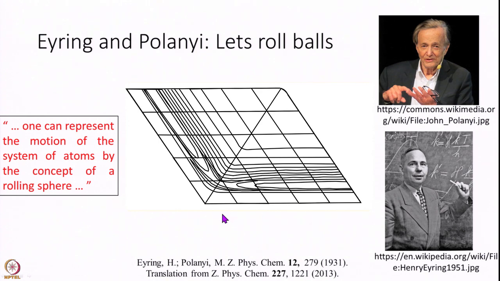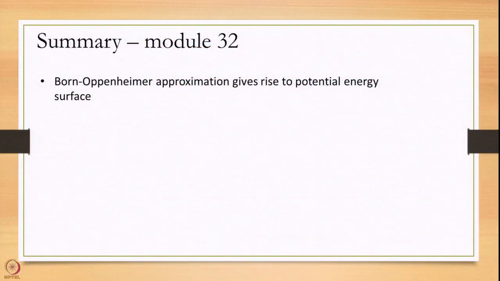So we will discuss their ideas in the next module, which is basically called molecular dynamics simulation. In today's module, we have just discussed the basic idea of where potential energy itself comes from. It comes from the Born-Oppenheimer approximation. So you can get a potential energy as a function of nuclear position. In the next module, let us see how we can use these potential energies to run molecular dynamics.